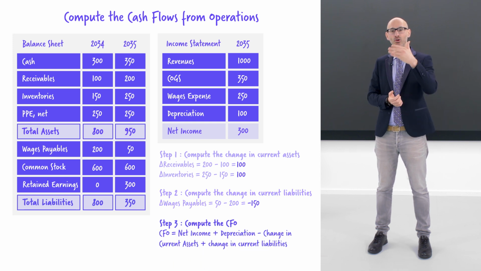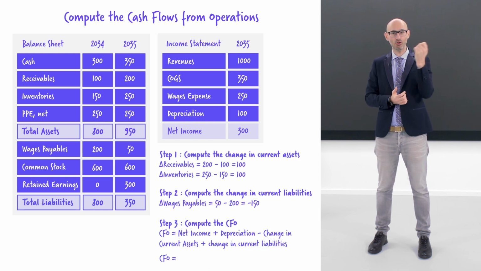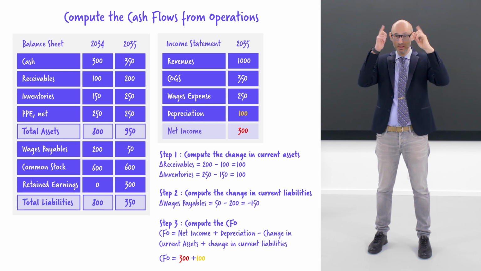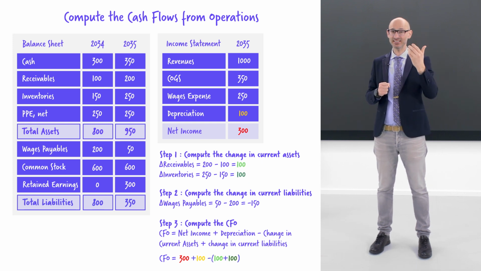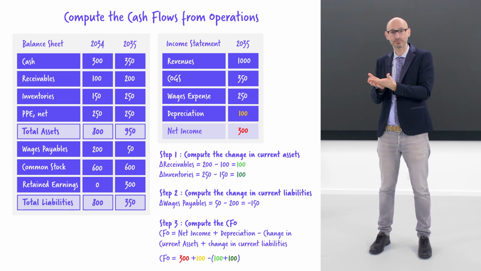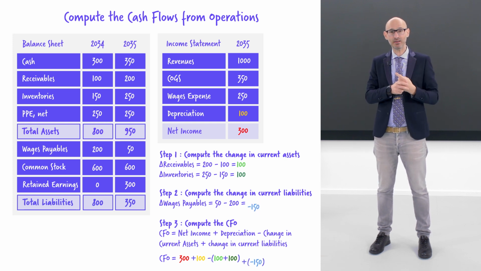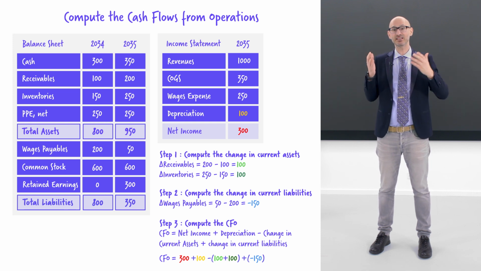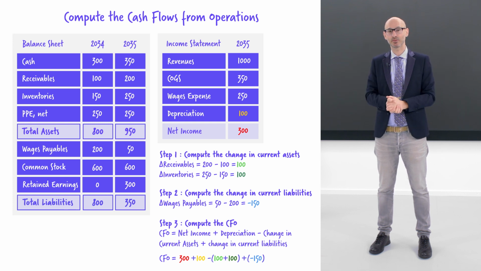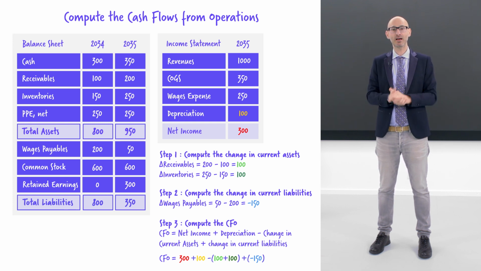Next, put it all in the formula. CFO always starts with net income. The first thing you do is add depreciation. Then remember, change in operating assets always has a minus sign. More assets, less cash. And the change in operating liabilities always has a positive sign. More liabilities means we have more cash since we have not paid our obligations yet. Put them all together, do the math, and the CFO is 50.